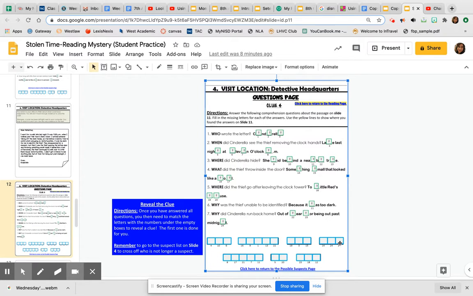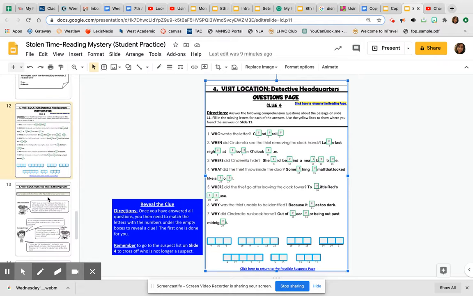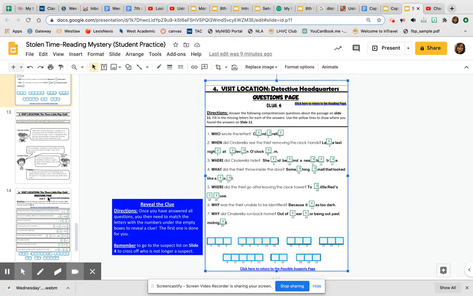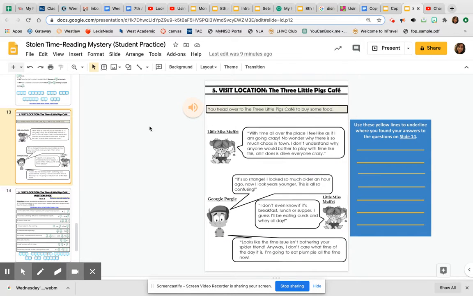As always, once we get our complete clue down here, we will go back to slide 4 and mark off anybody who couldn't have done it based off of this clue. This is how we're going to work to get down to who committed the crime. And then we have one more location we are visiting today for Thursday's assignment.